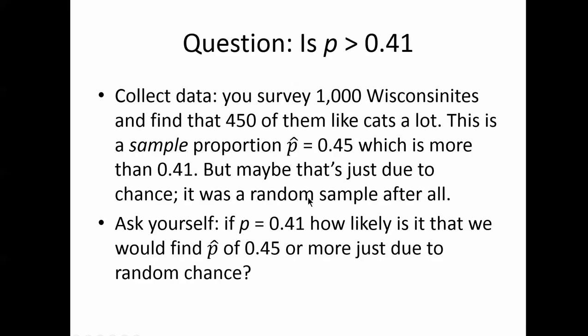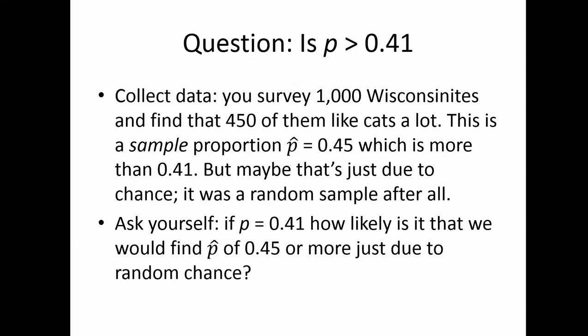So let's say we collect some data, and we find that in our data, 450 out of 1,000 Wisconsinites like cats. So that's a sample proportion, p hat, of 0.45. That's more than 0.41, but maybe that's just due to chance. It was a random sample after all. So we ask the question, if p actually is 0.41, if the population proportion is 0.41, how likely is it that we would find a p hat of 0.45 or more just due to random chance?